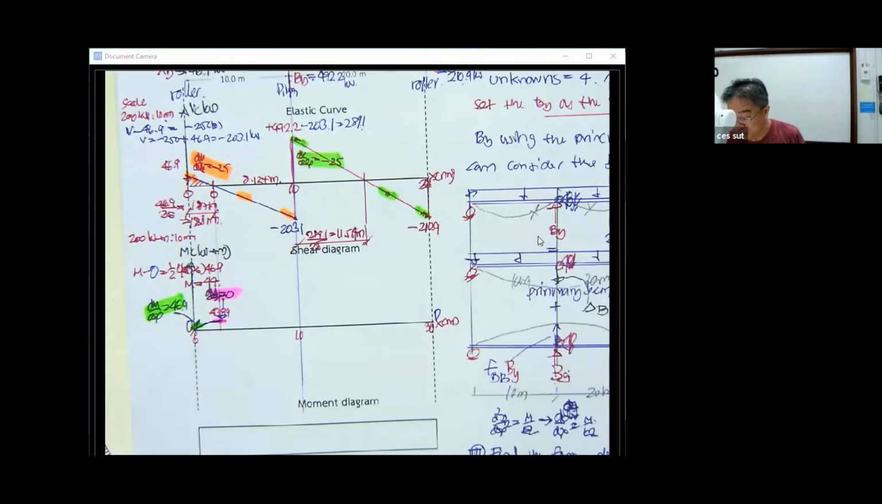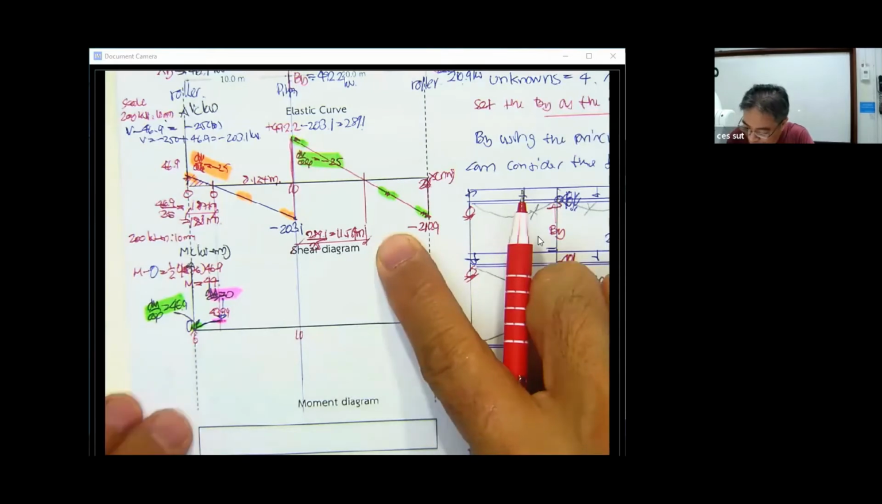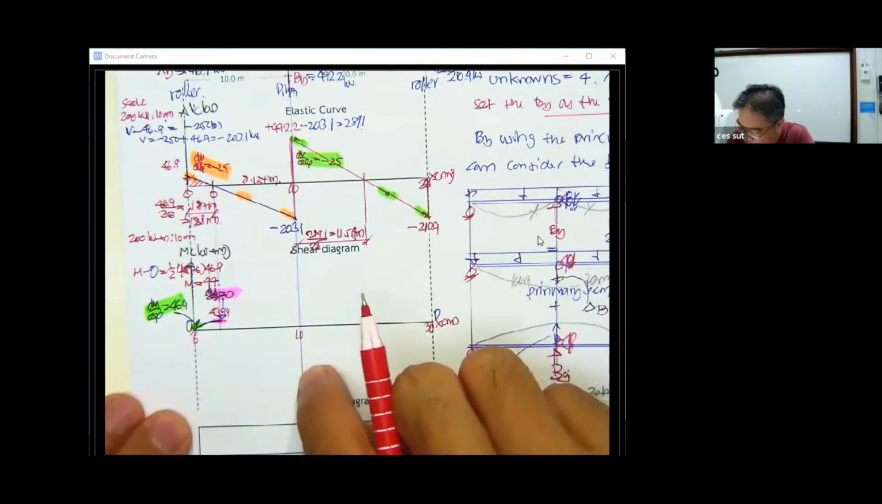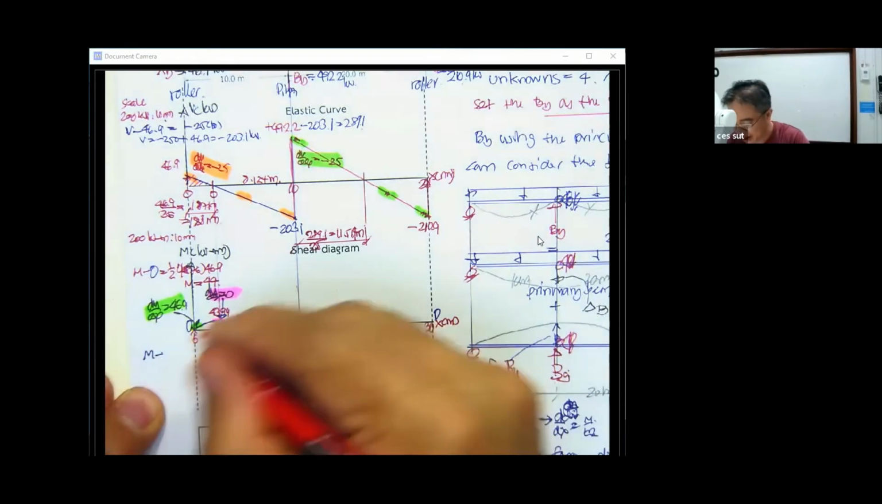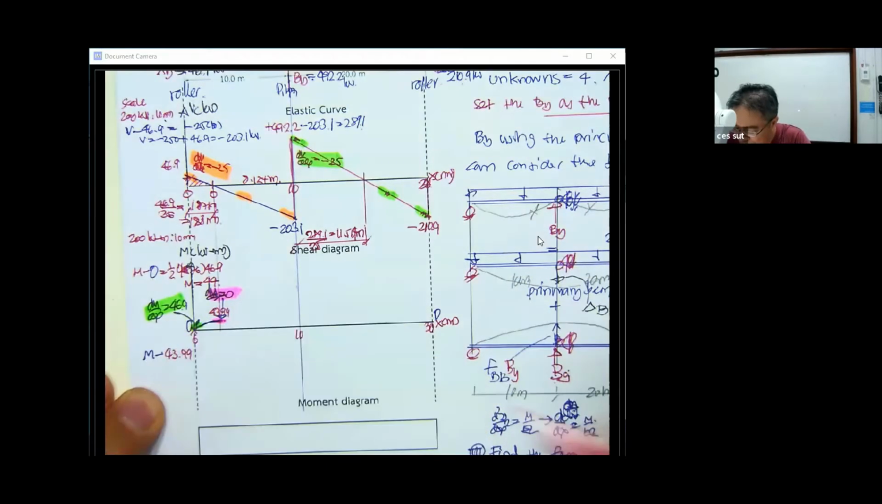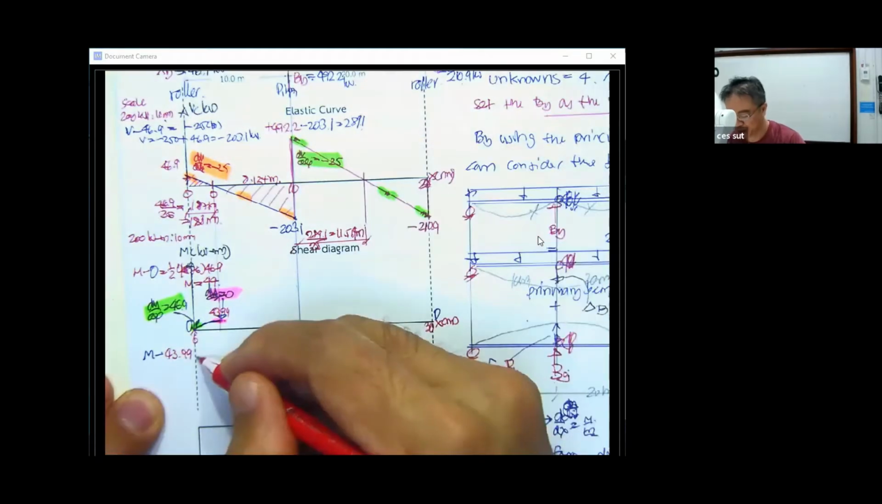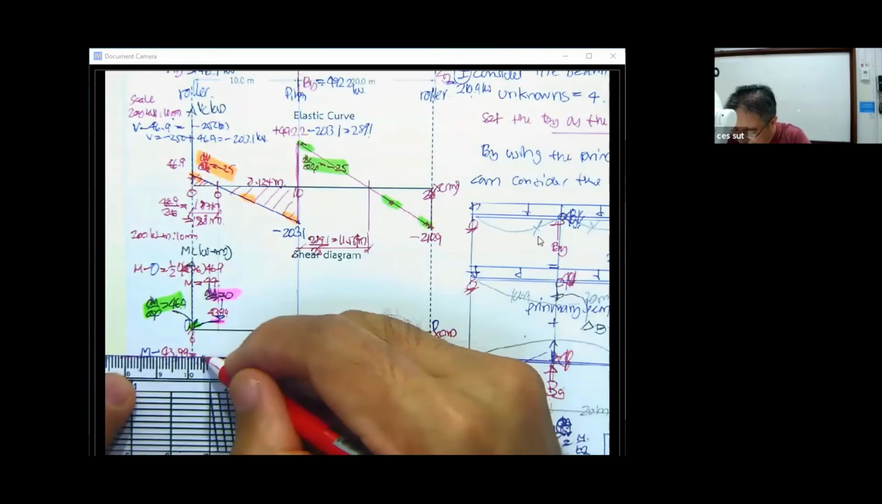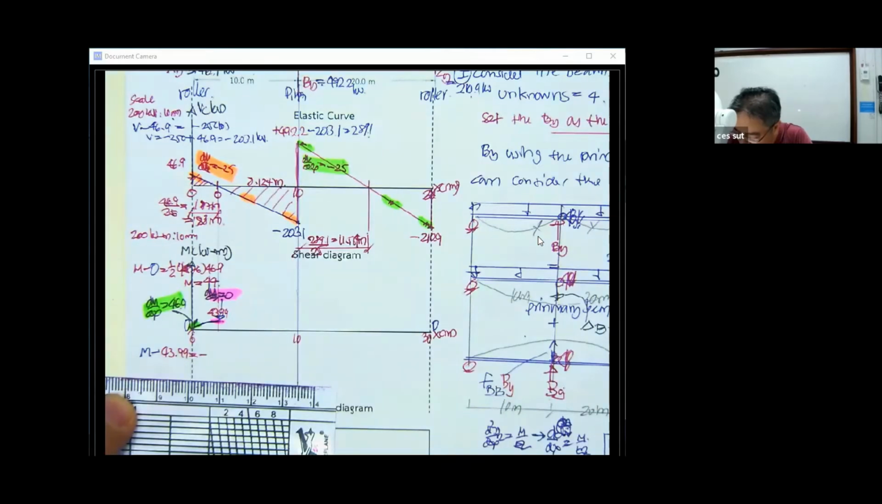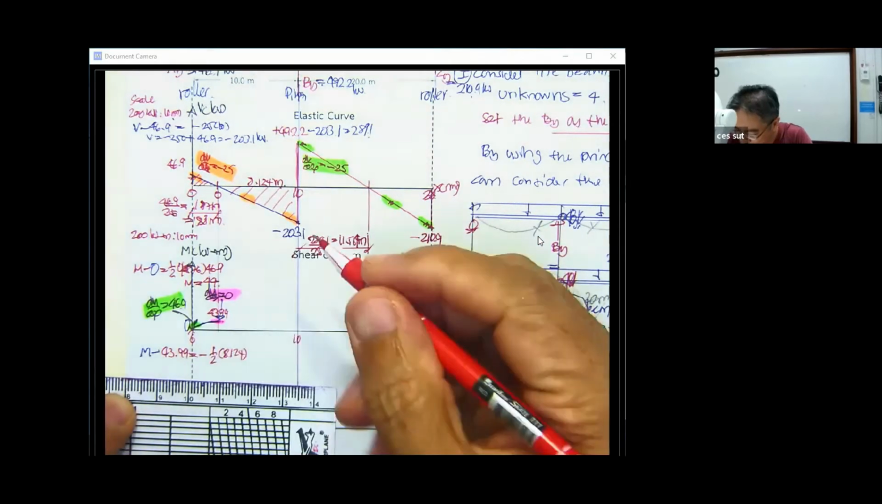Next, the moment here we don't know yet. We just take the moment at this point minus this one, 43.99, and that is going to be equal to the area over here. That is going to be minus 1/2 of 8.124 times 203.1. If you do the calculation of this, the answer is going to be like 781.